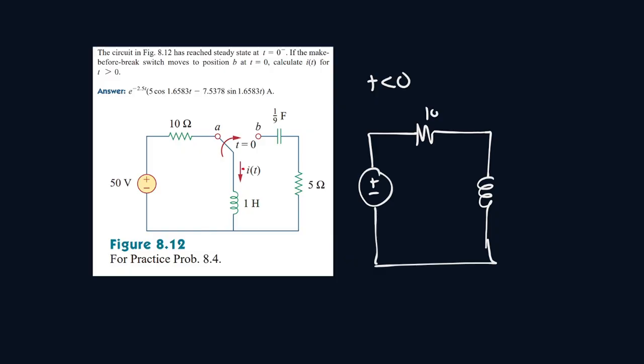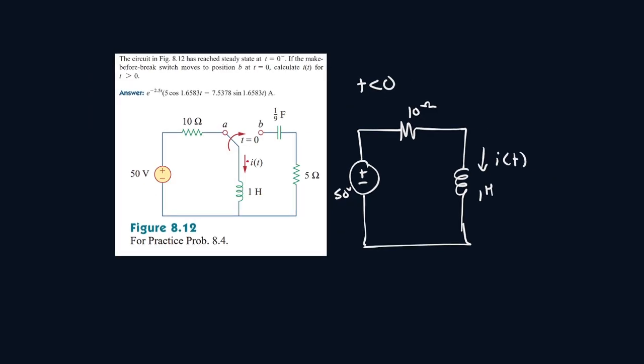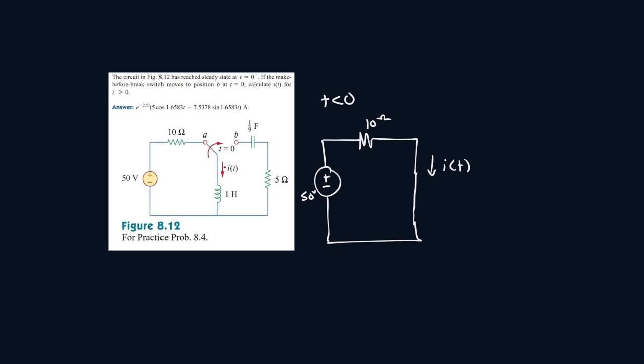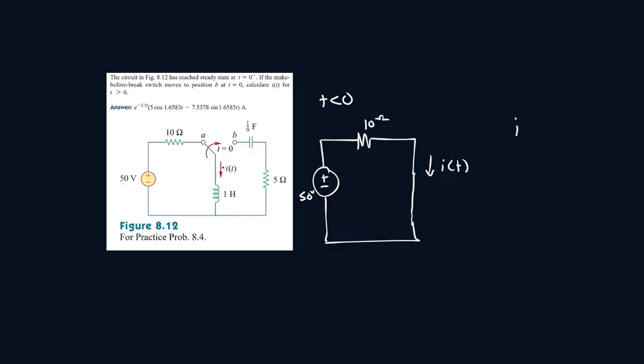So we have 10 ohms here, 50 volts here, and then we have a current of I(t) moving through here, and then it's 1 Henry. Now we're assuming the circuit looked like this for a long time, so that means this short circuits. And now to solve for I, it's just going to be 50 over 10, which is just 5 amps.